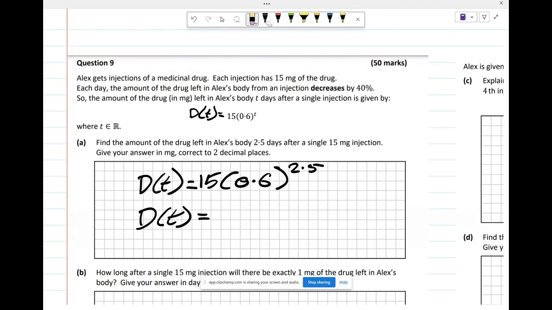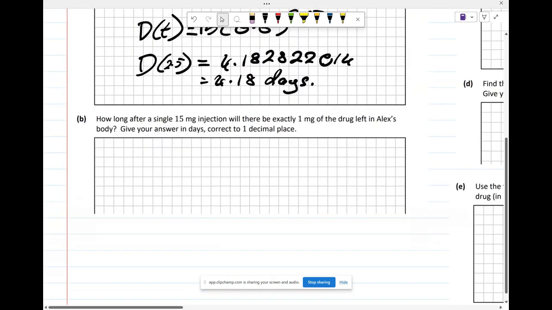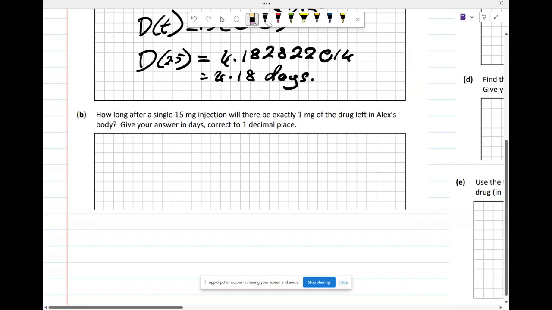But let's keep going. So we want to find d of 2.5, and that's going to be 15 times 0.6 to the power 2.5, which if we put in our calculator, is going to be 4.182822014. Okay, it says correct to 2 decimal places, that's 4.18 milligrams. Perfect.